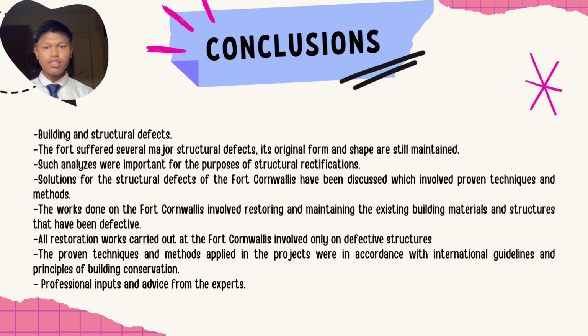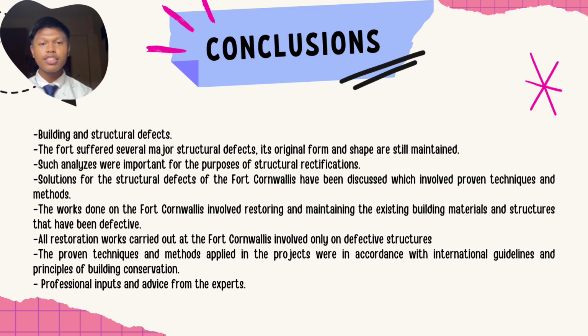Solutions for the structural defects of the Fort Cornwallis have been discussed, which involved proven techniques and methods such as the Peter Cox method, wall jacking and reconstruction. Hence, the defective structure has been reinstated to its original form, position and look. The works done on the Fort Cornwallis involved restoring and maintaining the existing building materials and structures that had been defective.